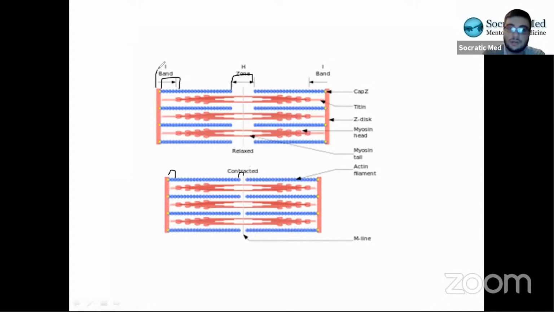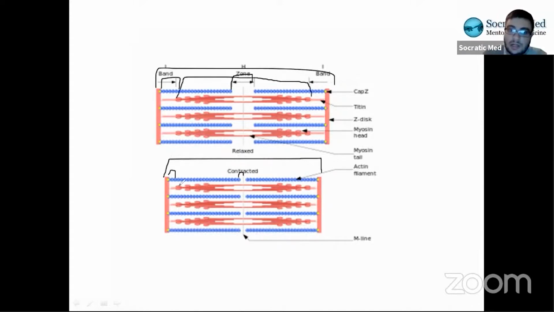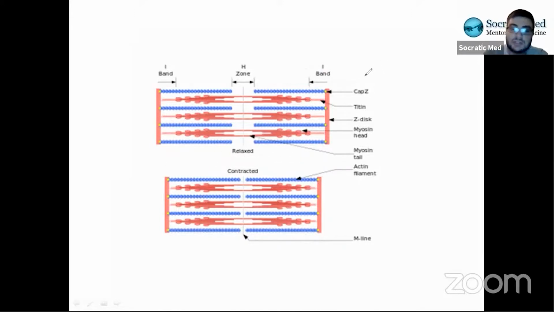The whole sarcomere used to be like this. Now it's only like this, got smaller. Whereas the A band used to be from here to here, and now it's still from here to here, right? It's the same length. Just as a heads up, only the blue stuff moved closer in, right? Along with the walls.